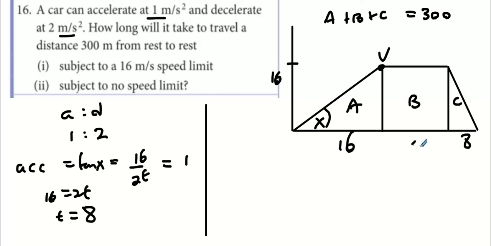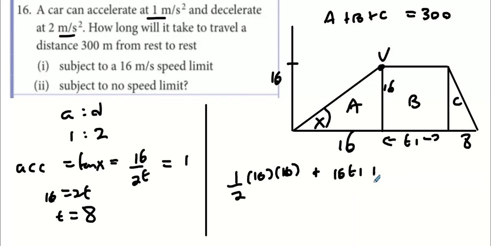Call this section t1. Now use the area of all three sections combined. So a half, 16 times 16 for the first one, base times height, plus 16 times t1 for the rectangle, plus a half, 8 times 16 for the deceleration period, should equal 300.